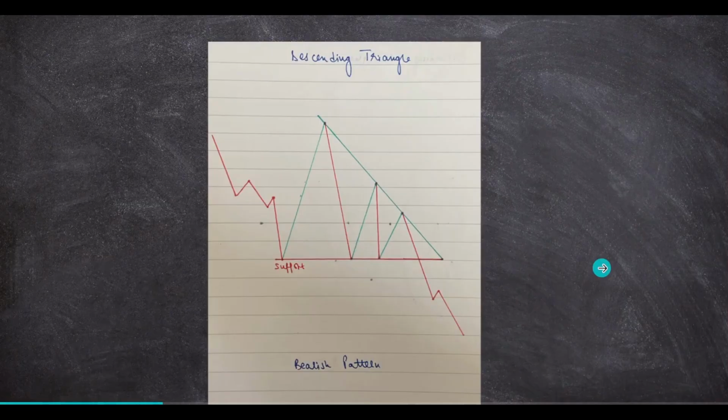Now let's get to the second pattern, which is the descending triangle pattern. The descending triangle pattern is formed in a downtrend, and it indicates the continuation of the downtrend. This pattern clearly indicates that the market is moving lower as lower highs are formed heading toward the support line. As you can see, the market was taking support and then resistance from this line, making lower highs over here, and finally broke down on the downside.